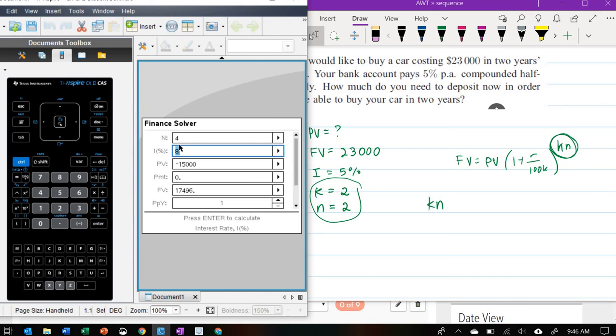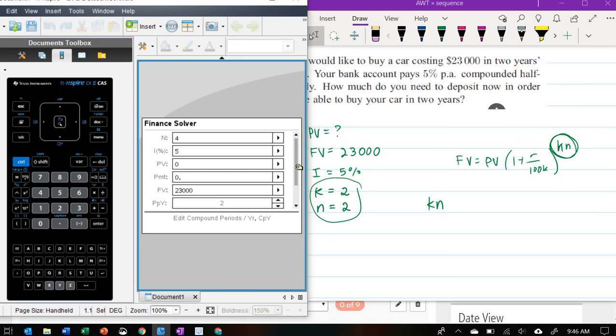Our interest rate is 5. Our present value, we don't know, so we just put 0 for now. Our payment is 0 because we're not interested in that. Our future value is going to be $23,000. Our payments per year and compounds per year, those are going to be the same. And in this case, they're both 2 because it was compounded half yearly, so that means twice a year. And the payment at the end stays the same.